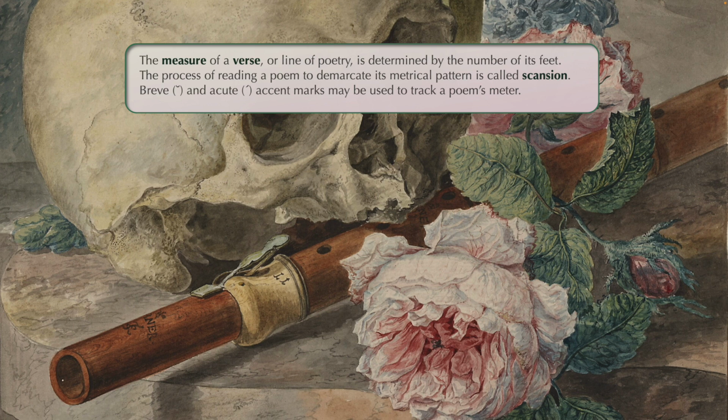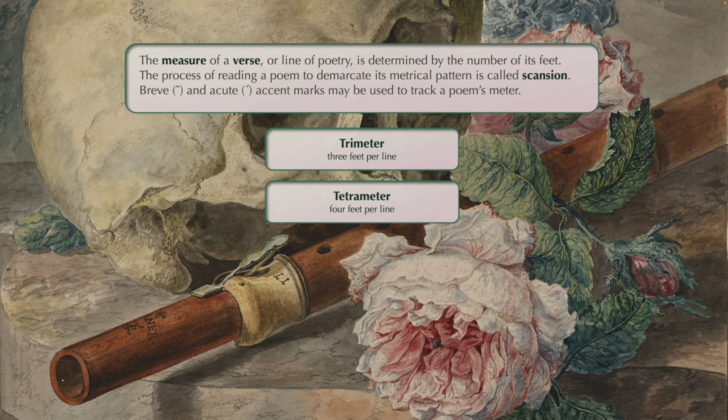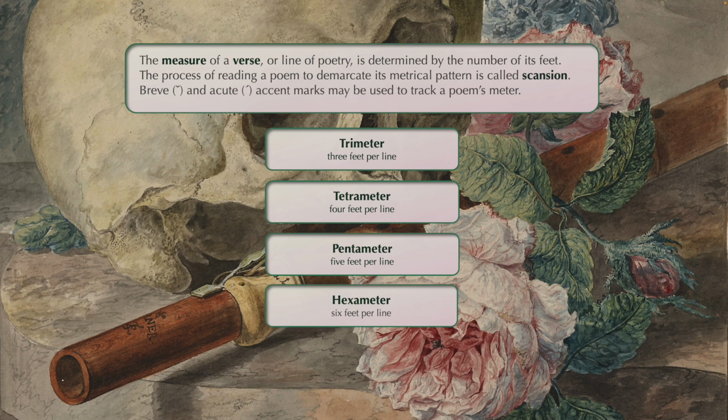But first, let's talk about different kinds of lines. There's a trimeter line, which has 3 feet, a tetrameter line, which will have 4 feet, the pentameter line, which is the most common, and you've probably heard of pentameter before, 5 feet, and then hexameter lines have 6 feet. And there are longer lines, but these are the 4 most common by far.